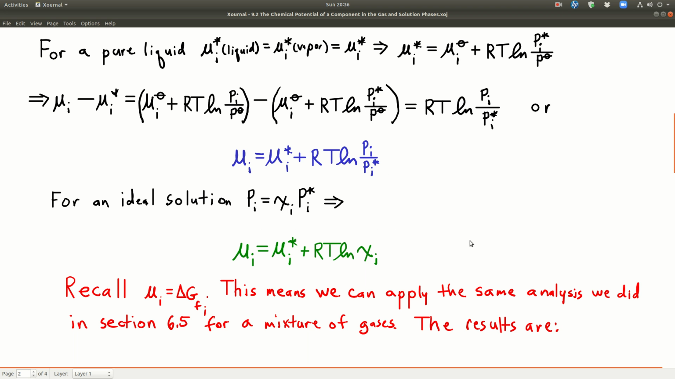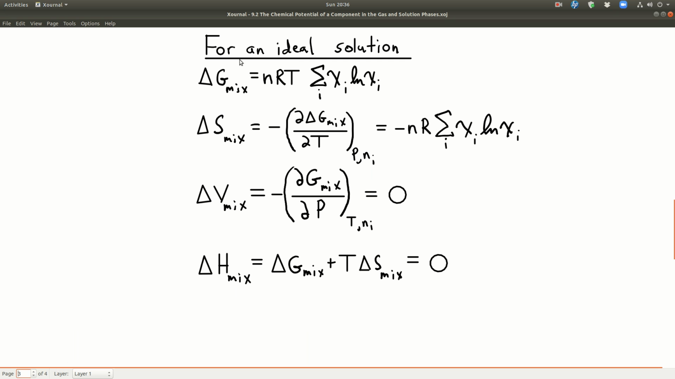And this looks exactly like we got for an ideal gas back in chapter 6. Because the chemical potential is equal to delta G of formation of that substance, we can apply the same analysis we did back in section 6.5 for a mixture of gases to the solution, a mixture of liquids. Mixture of solutions, a solution. The results are this. This is exactly what we got back in section 6.5.